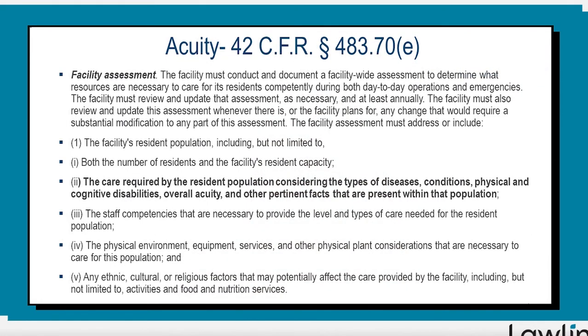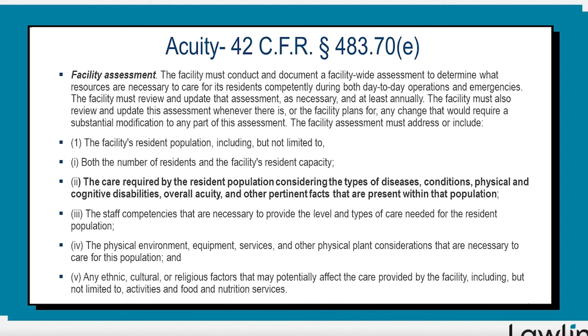So under this regulation, the facility must conduct and document a facility-wide assessment to determine what resources are necessary to care for its residents during both day-to-day operations and emergencies. So there's that word emergencies. COVID-19 presented an emergency situation. So we anticipate that the facility assessment is going to get increased scrutiny by the government.